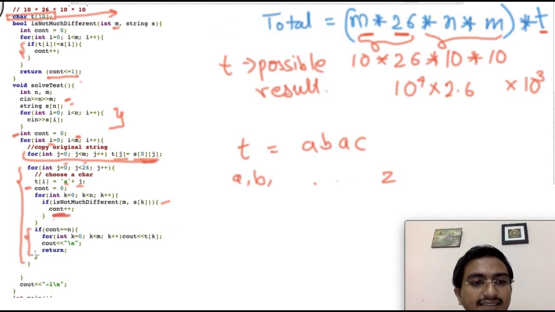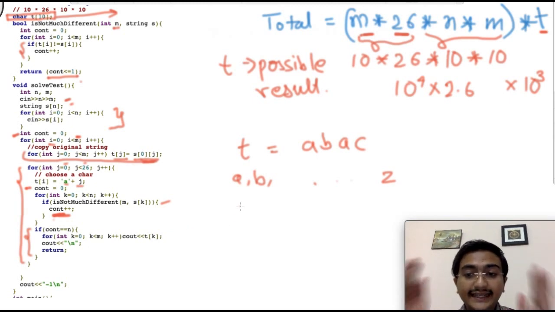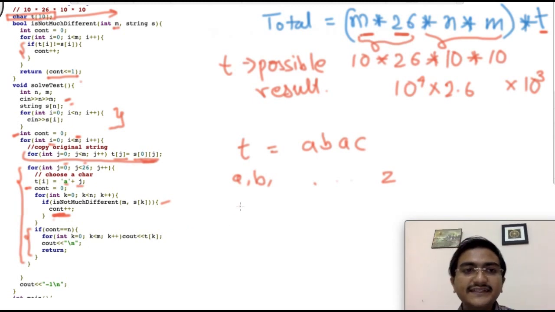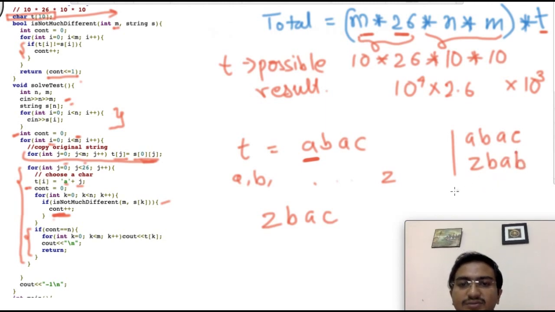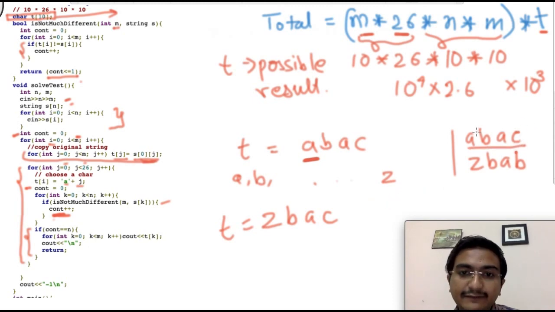Now if the count is equal to n, so all the n strings are not much different from the possible string, then that is my answer. Suppose in this case when I'm replacing the first character with all a to b to z, then I have zbac, and I had abac. If my t is this and I compare it to ABAC, I will get that it is only differing at the first position.